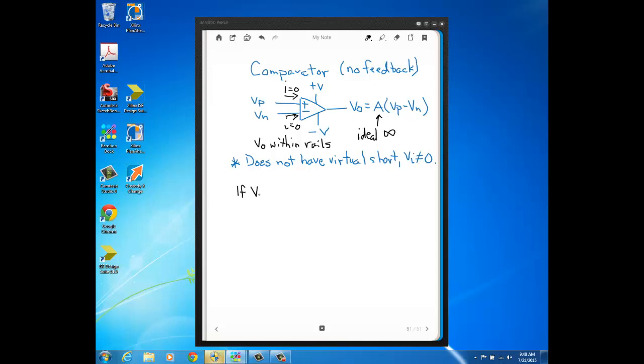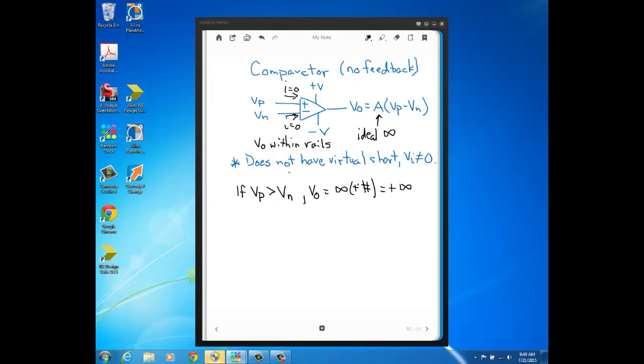So first, let's take the condition that the voltage on the non-inverting input, VP, is greater than the voltage on the inverting input, VN. Well, what we would have here is V0 would just be infinity times a positive number. Disregard that little tick mark there, that was a mistake. And when you have infinity times a positive number, that's going to be plus infinity.